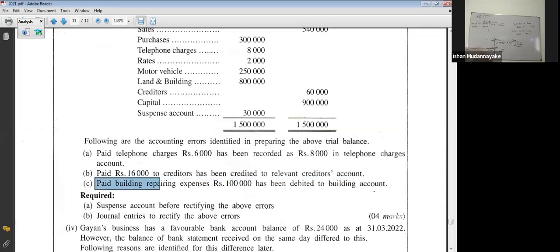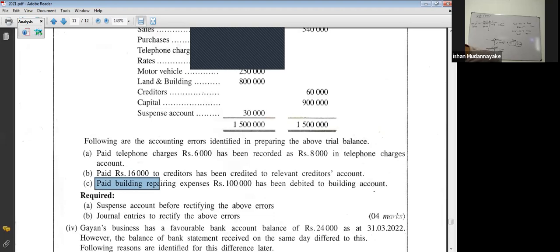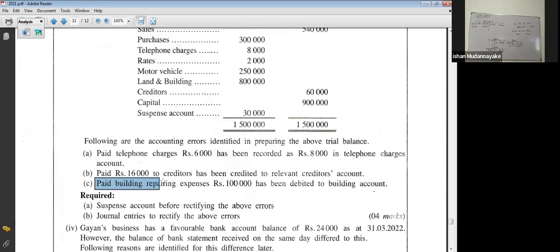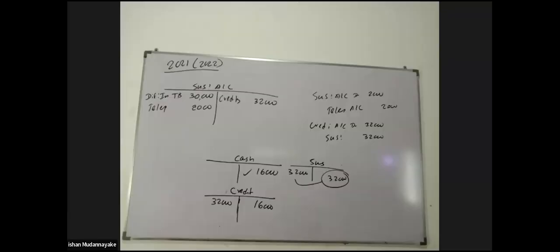Fine. Look at the C. Here, paid building repairing expenses 100,000 has been debited to building account. First issue.